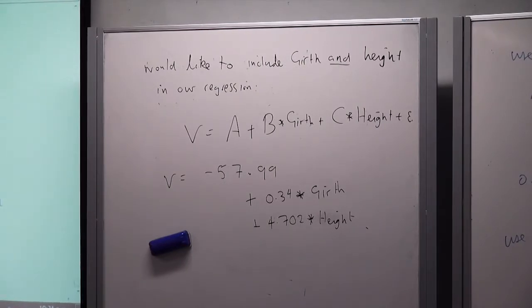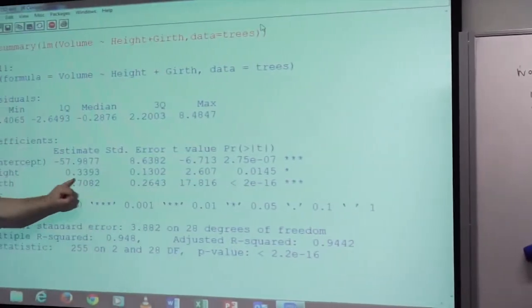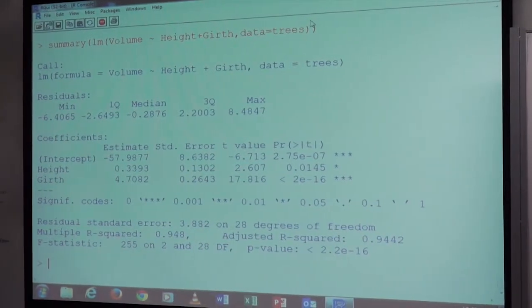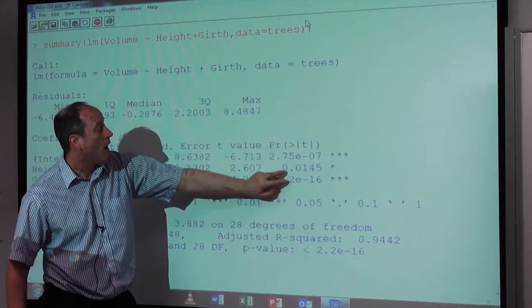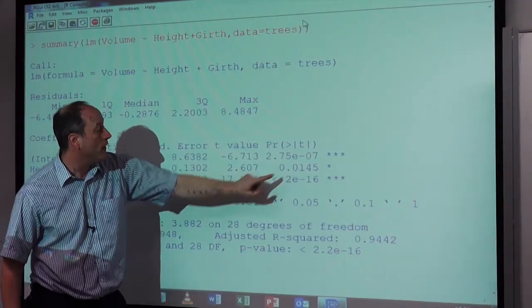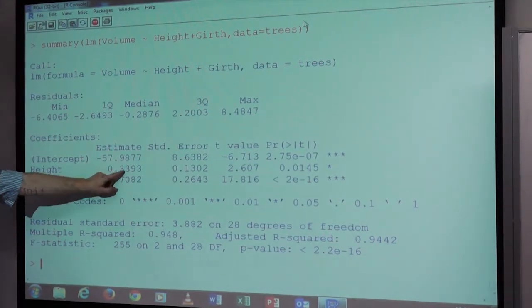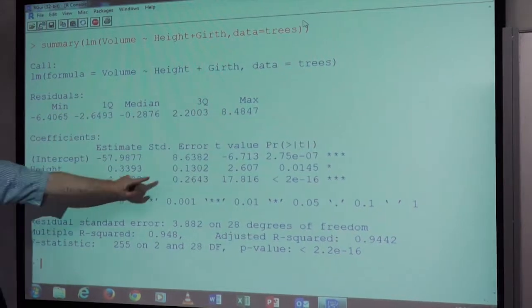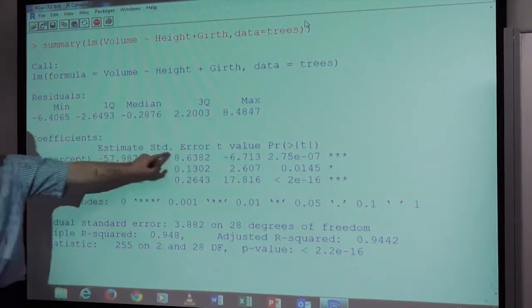And you've sort of got an indication here, although it's not mathematically rock solid, that girth is a better predictor than height because the p-value is smaller. This is a p-value, always a two-sided p-value, of the null that that coefficient is in fact 0. So here we've got this coefficient is 0.33 plus or minus 0.13. And this one's 4.7 plus or minus 0.26. It says it there, standard error.